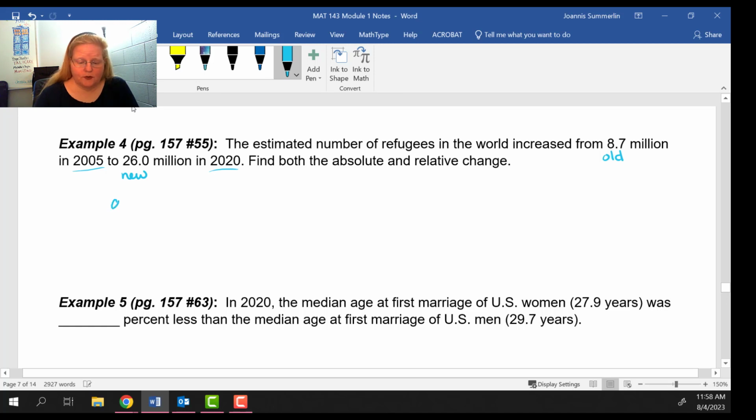So for absolute, we have new minus old. Our new was 26.0 minus our old is 8.7. That gives me 17.3 million.